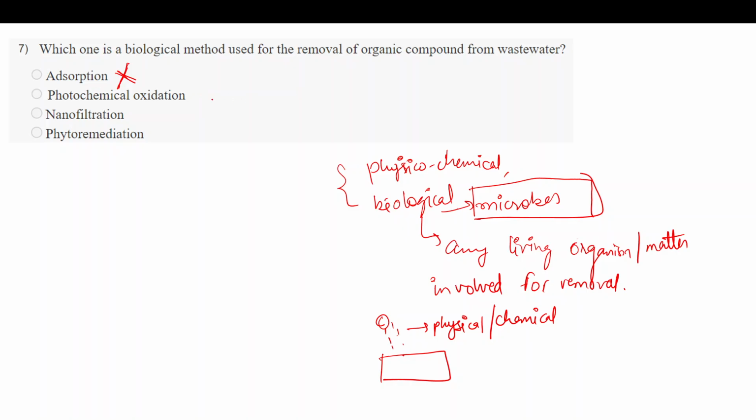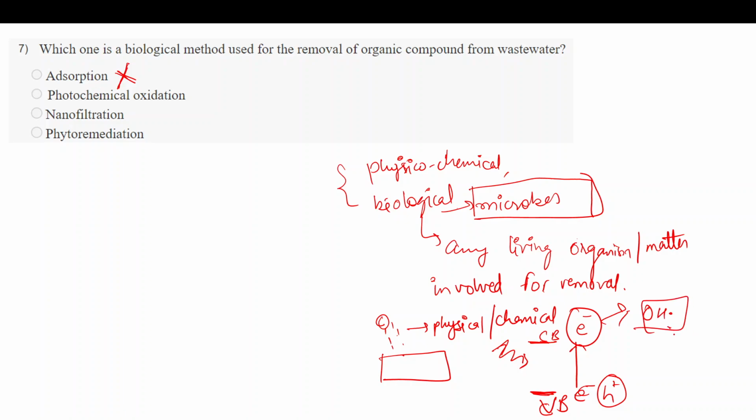Next is photochemical oxidation. So what is photochemical oxidation? This is the material, and that material has a valence band and conduction band. When light falls on it, the electrons travel to the conduction band, and a hole is formed. This electron forms a free radical, which degrades organics. So here again there is a use of chemicals or particles, which means there are no microbes. So this is also a kind of physico-chemical method.